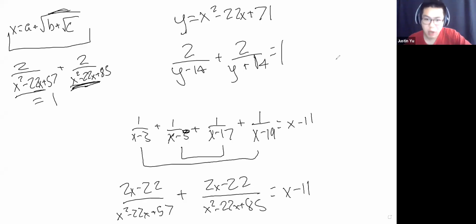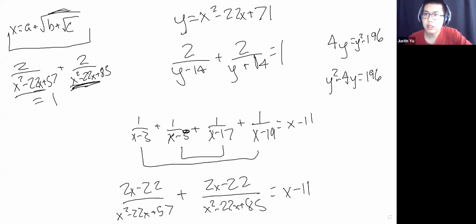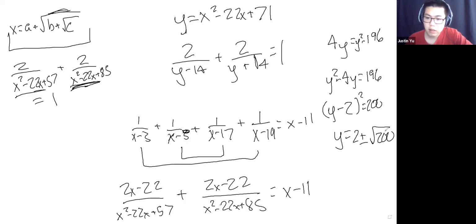Perfect. So now we have 4y is equal to y squared minus 196. All right, I just combined these two, which was really easy because of the symmetry here. So now y squared minus 4y is equal to 196. And this is just begging for complete the square, so I'm going to do that. Y minus 2 squared is equal to 200. Y is equal to 2 plus or minus square root 200. I'm going to leave it like this just to save a bit of time.